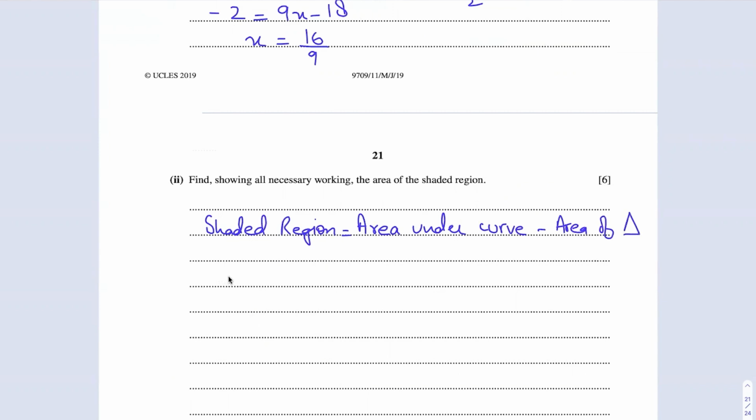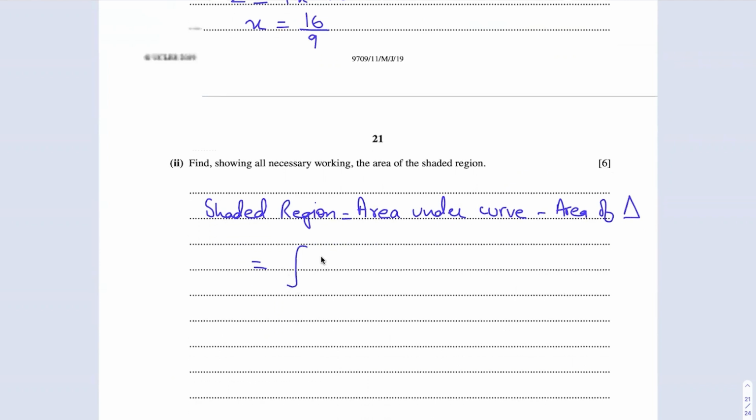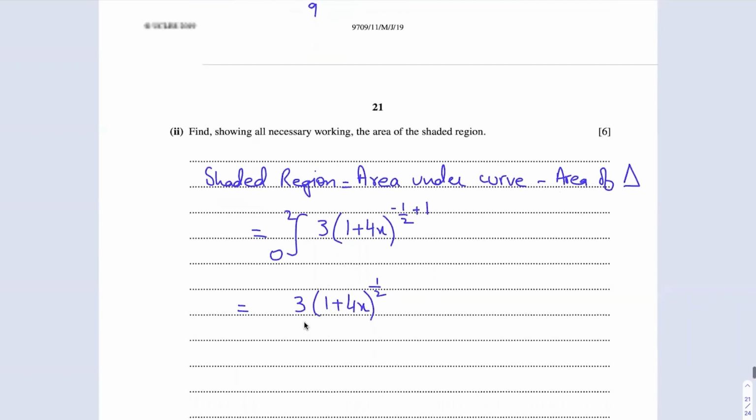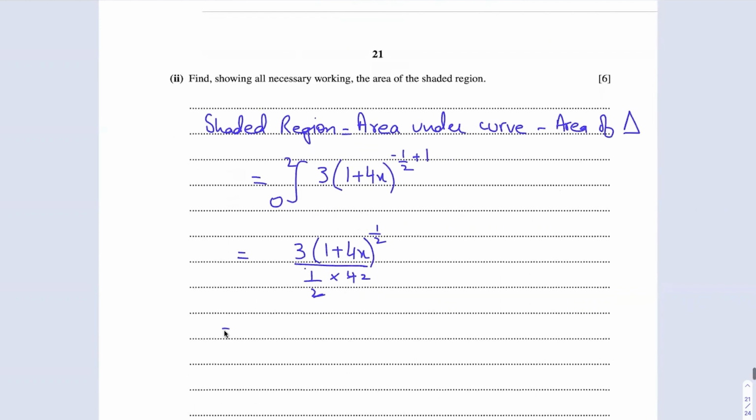So the area under the curve will be given by first integrating the equation of the curve. The equation of the curve is 3 into (1 plus 4x) to the power minus 1 upon 2. The limits are 0 and 2. Integrating this, we get 3 into (1 plus 4x) to the power positive 1 upon 2. As we add 1 when we integrate, we divide by the new power, which is half, and divide by the derivative of the function, which is 4. So we get 3 upon 2 into (1 plus 4x) to the power 1 upon 2.